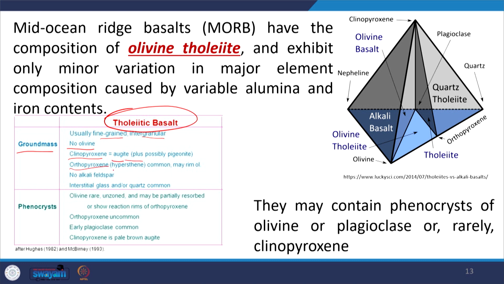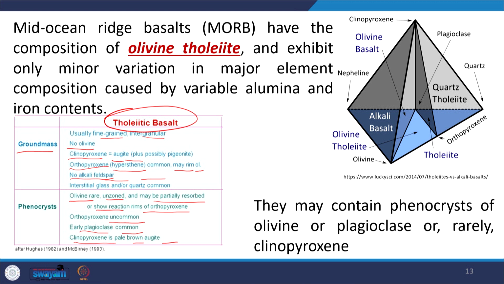Then orthopyroxene is hypersthene and may rim the olivine, and no alkali feldspar is found, and interstitial glass and quartz are common. And the phenocryst, that is the olivine, is rare, it is unzoned and may be partially resorbed and show reaction rims of orthopyroxene. Orthopyroxene is uncommon and early plagioclase is common, clinopyroxene is pale brown augite. So, they may contain phenocryst of olivine or plagioclase or rarely of clinopyroxene.